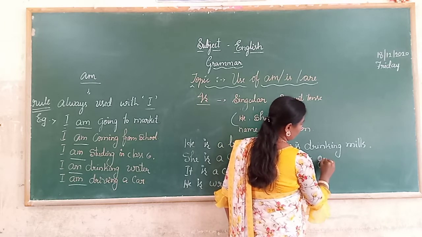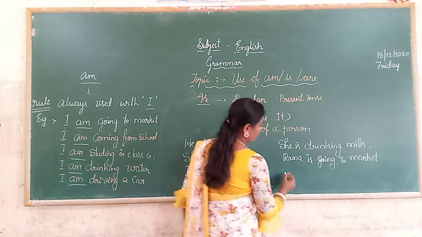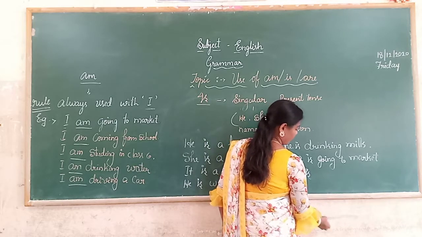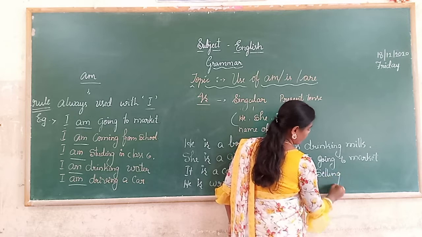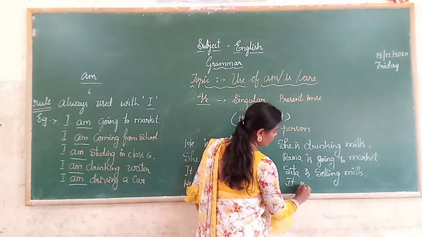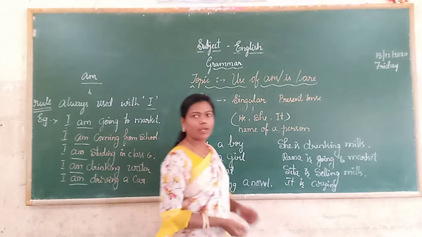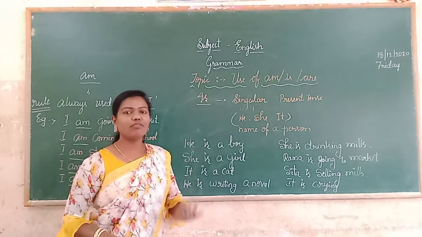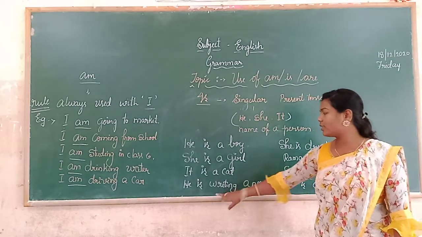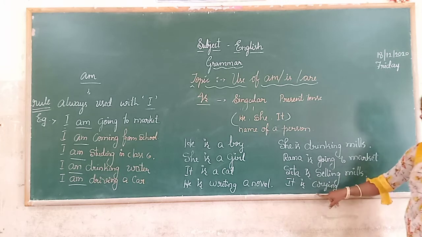Next one, Rama is going to market. Next one, Sita is selling milk, and it is crying. Okay, dear student, if the subject is singular, we use is, in present tense only. So for example: he is a boy, she is a girl, it is a cat, he is writing a novel, she is drinking milk, Rama is going to market, Sita is selling milk, it is crying.